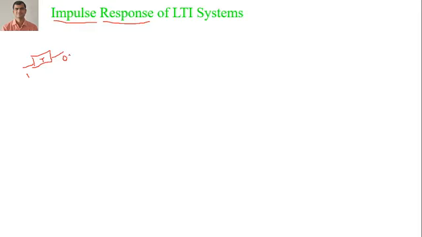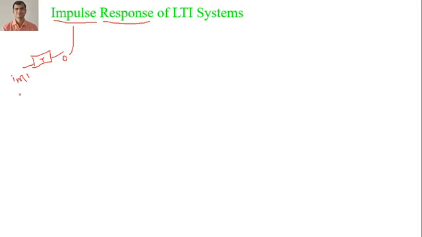So here we have the output response as an impulse response. To have an output as an impulse response, what will be the input? The input is nothing but the impulse. So when your input is impulse, then the output response is known as impulse response.